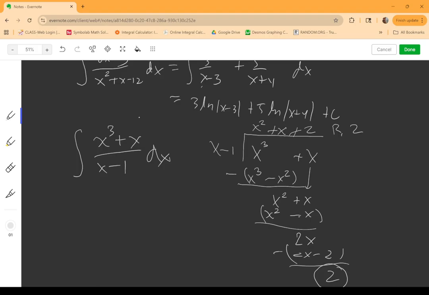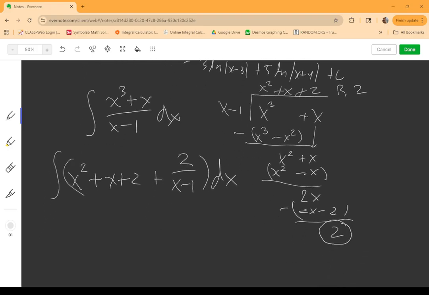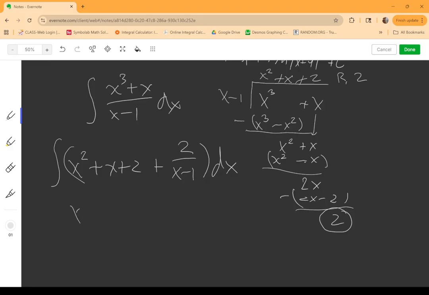Now, how does that help me here? Well, the long division yields x squared plus x plus 2, the quotient, and then you add the remainder, which is of the form 2 over x minus 1, the divisor that we started with, dx. And now I can go ahead and do this integral. It's x cubed over 3 plus x squared over 2 plus 2x plus 2 ln of x minus 1, and of course plus c.